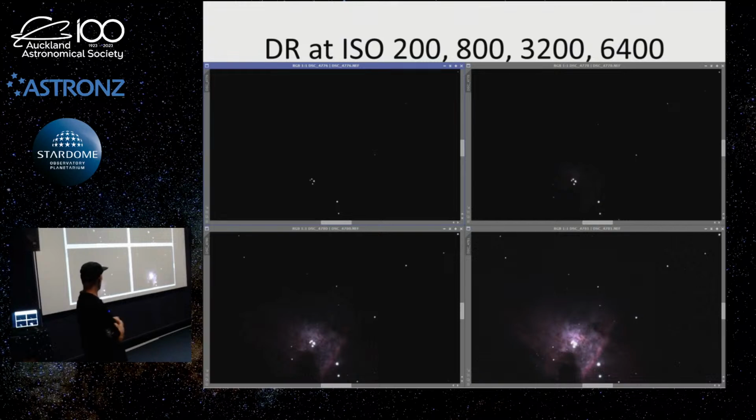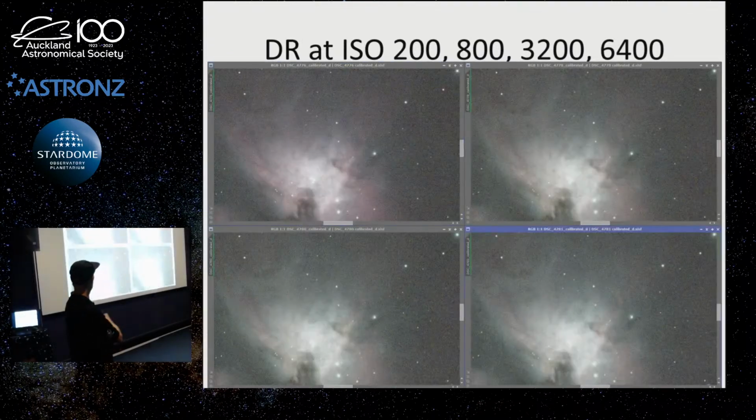But that's a false argument because all the photons are in the image. This image doesn't have any more nebulosity than that. It's just that you need to stretch it to bring it out. So if we stretch all 4 images, we get something like that. And you can see that this ISO 200 has better colour and smaller stars than ISO 6400, where you can barely see the trapezium at all. So there's not a lot of dynamic range here, and so you're losing the trapezium.